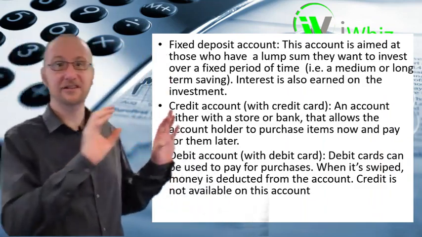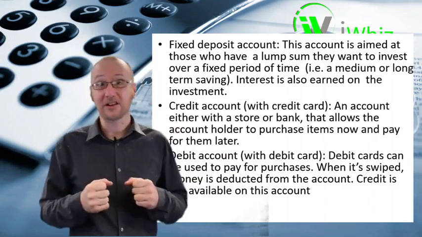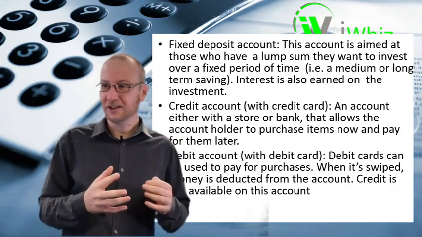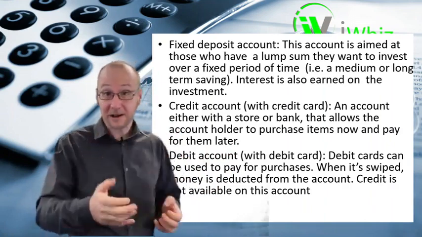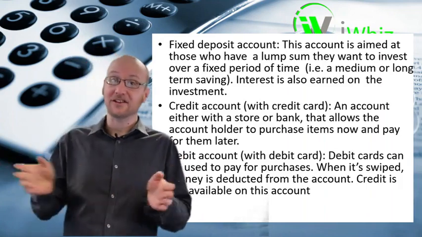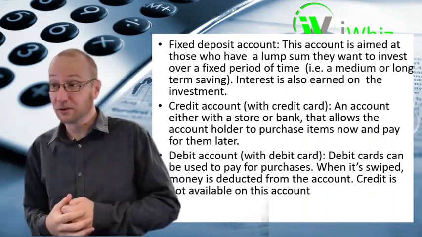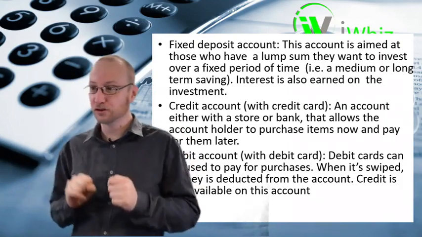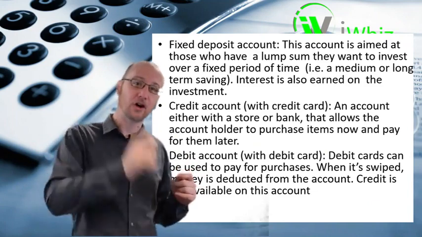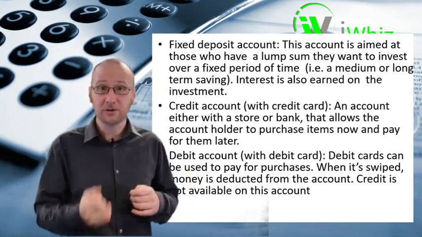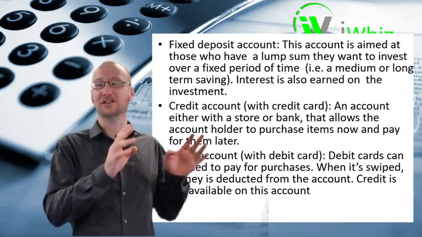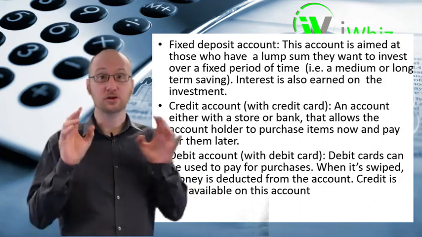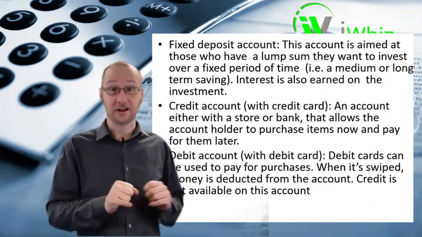Then finally you have a debit account, and your savings account and current accounts are examples of a type of debit account. A debit account is when you have money in the bank, and that is the money you can use to buy things. So in other words, you have a debit card which can be used to pay for whatever you purchase. When that card is swiped, or when you withdraw money using that card, that money is deducted from the amount that you have sitting in your account. You don't have credit on one of these kinds of accounts.